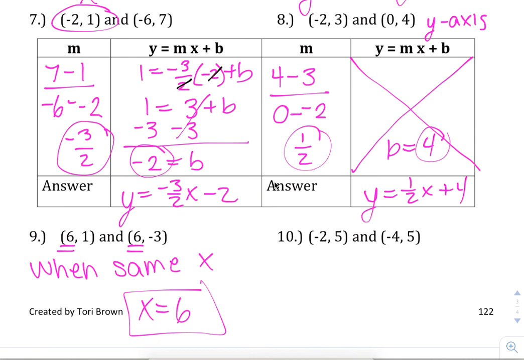So if my x's are the same, they both have to be positive or they both have to be negative. They have to be exactly the same. But then I can use an x equals equation and say x is always 6. We're going to use that same idea on number 10. So if I look at number 10, I notice that my y's are the same. Both of them are 5.